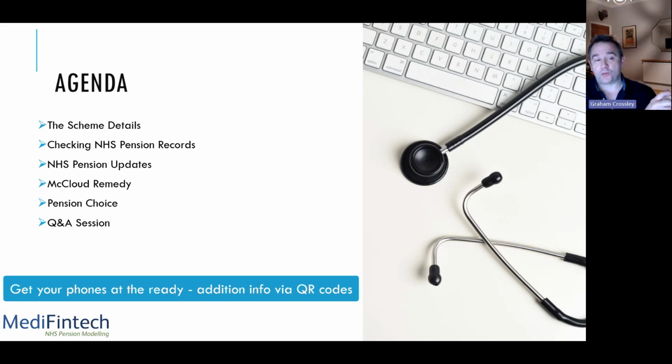So tonight, what I'm going to go through is the scheme details, how you can check your pension records, some of the updates we've seen more recently to NHS pensions, and then moving on to McCloud, and then the main reason for tonight, the pension choice exercise and the pension choice 2 revocation.